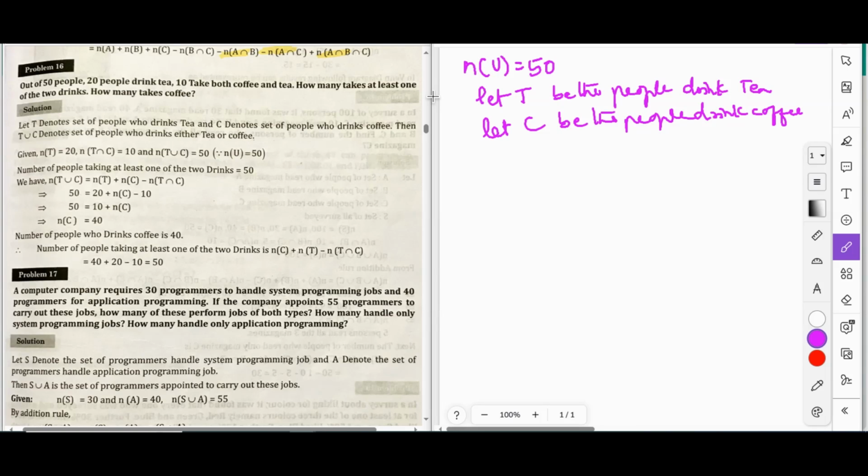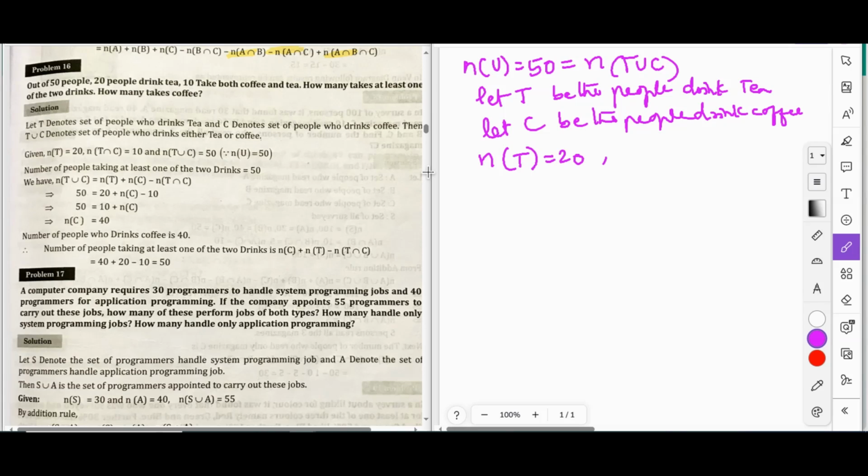They have given n of U is equal to 50, which is also equal to n of T union C. Next, they have given 20 people drink tea, so n of T will be 20. Then 10 people drink both, meaning n of T intersection C will be 10.